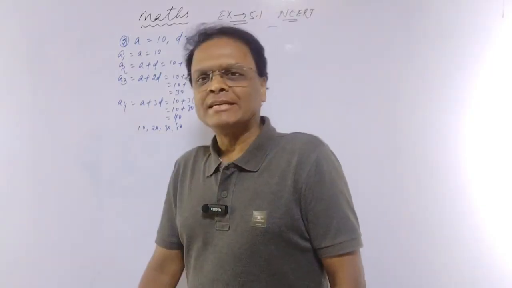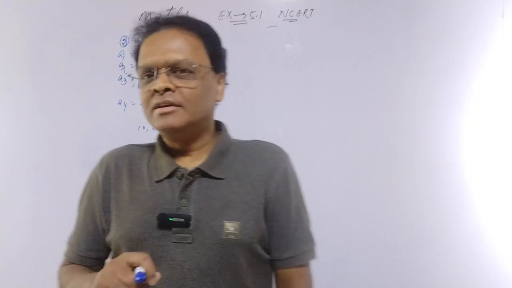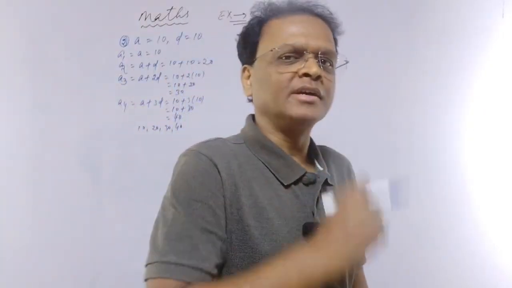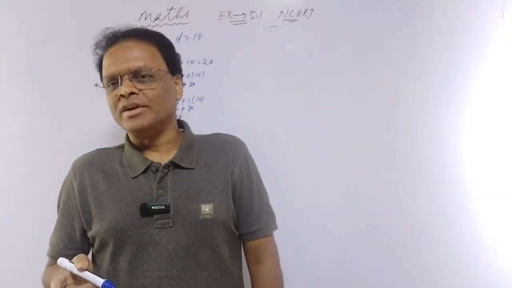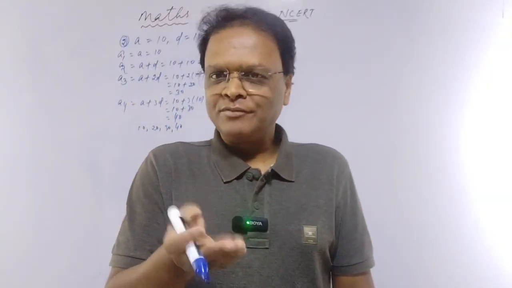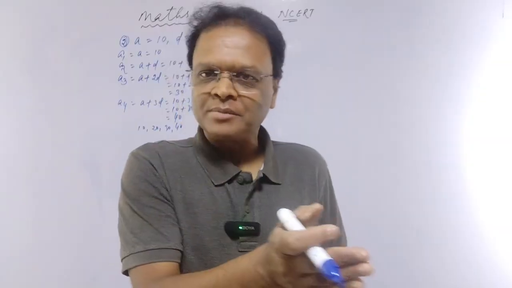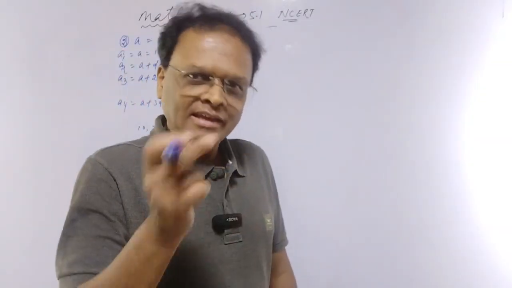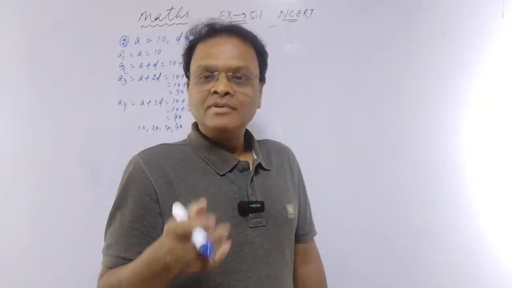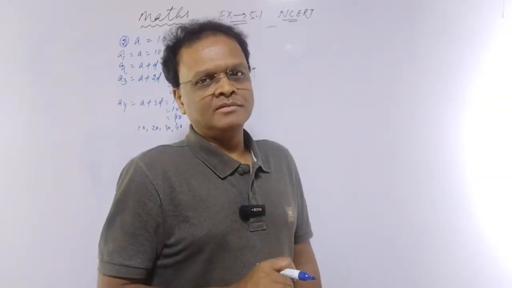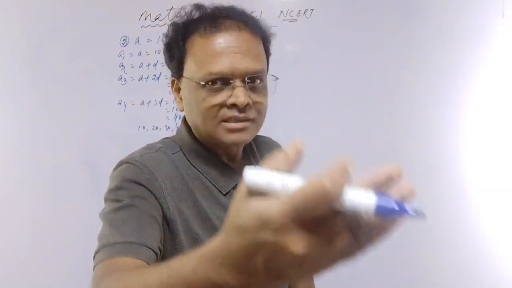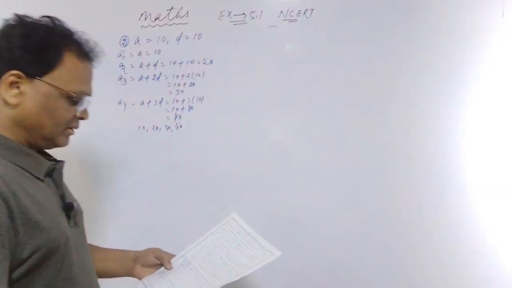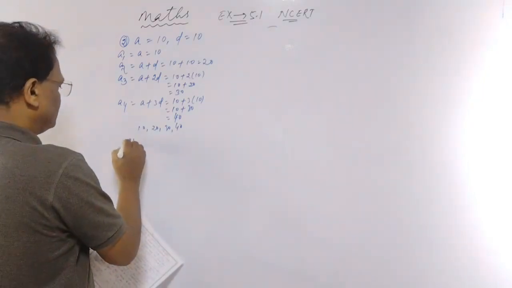Remember, whenever you find the second term, A plus D, third term, second term plus D. Second term में अगर D plus करे, third term आ गया. Fifth term if I want to find, how to find? A4 plus D. Fourth term में D अगर plus करे तो fifth term आ गया. Tenth term if I want to find, A9 plus D. 11th term A10 plus D. If you add D, you will get the next term. A2 plus D, I'll get A3.